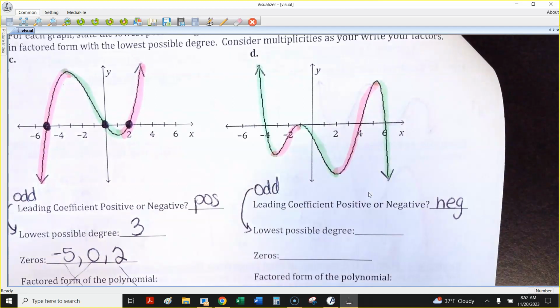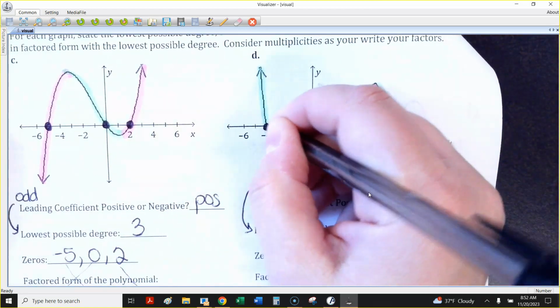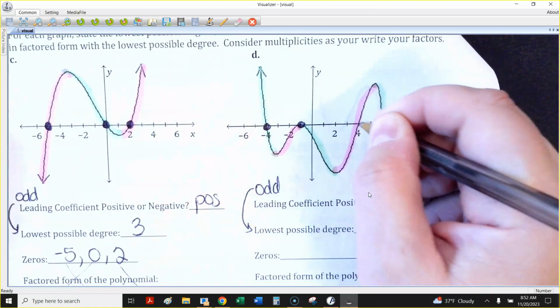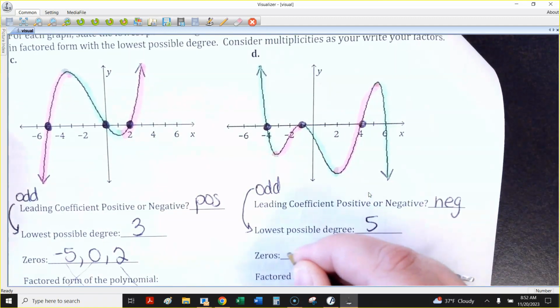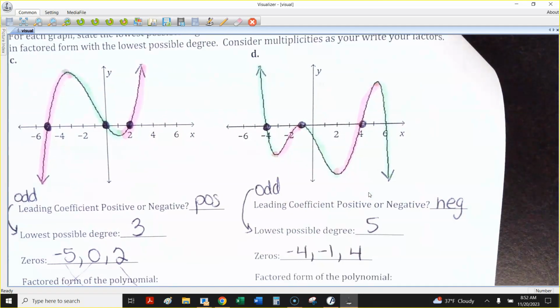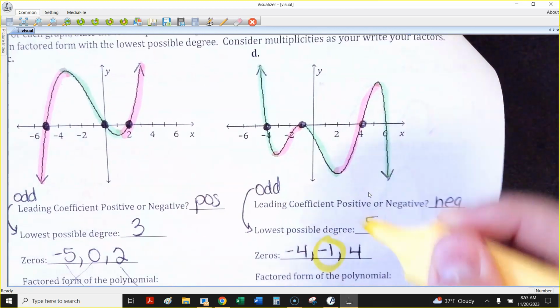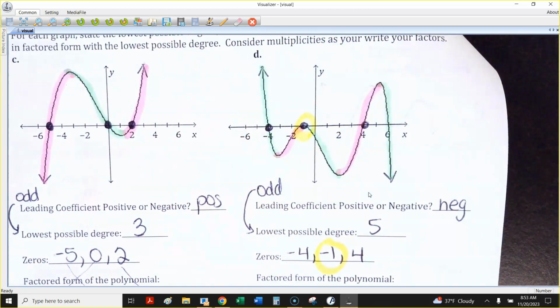Perfect. All right, now, my zeros. So we're just, where does it touch or cross the x-axis? Those are the numbers you're going to tell me. So I got, what, -4, -1, and +4. Do I have any bounces here? At what number? The -1. Okay. You guys see that? Okay, so this bounces. That does not go through the x-axis, so I have to have an even.